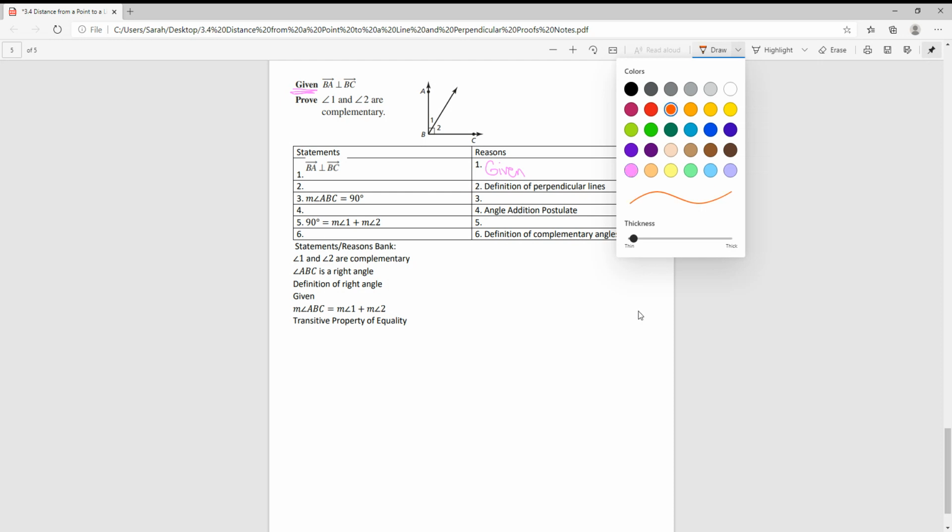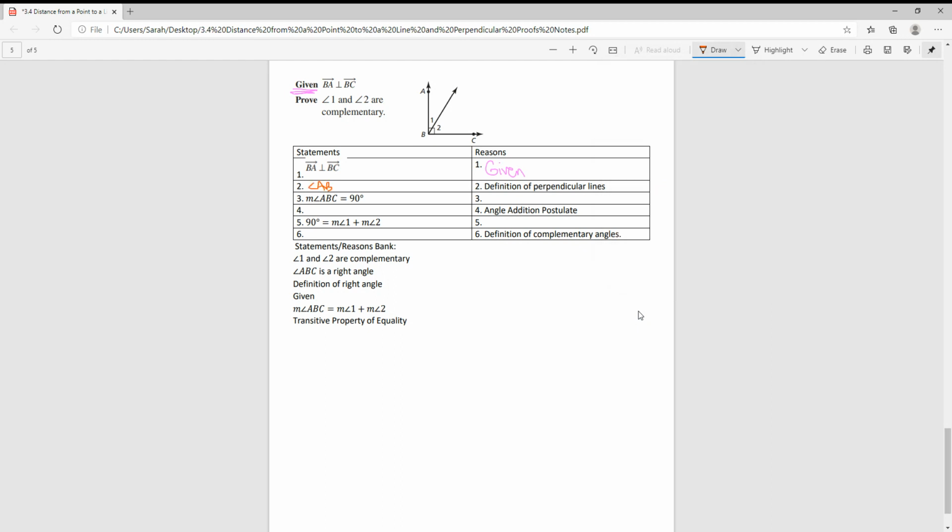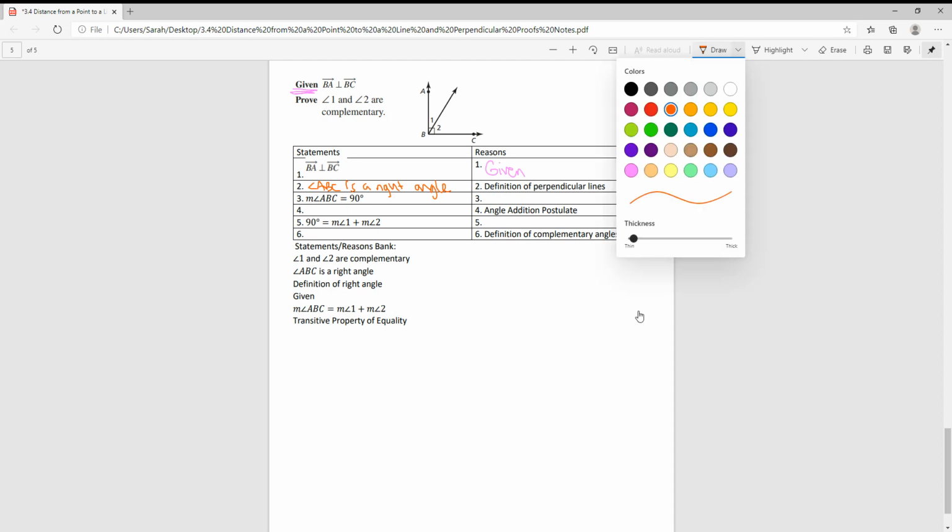What did we say in that first statement? In that first statement, we said that the two rays were perpendicular. When you have two lines, or in this case, rays that are perpendicular, the angle that goes between them is going to be 90 degrees, or a right angle. And so we can say that angle ABC is a right angle, since those two rays are perpendicular. Perpendicular lines, or rays in this case, meet at right angles.